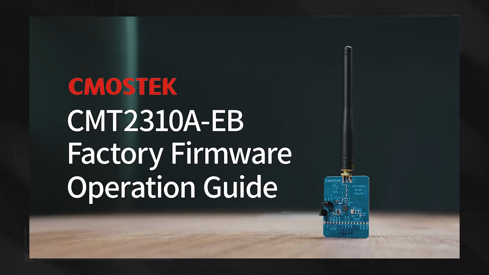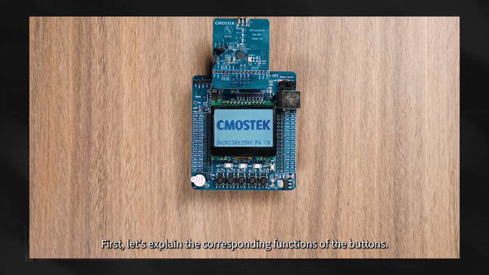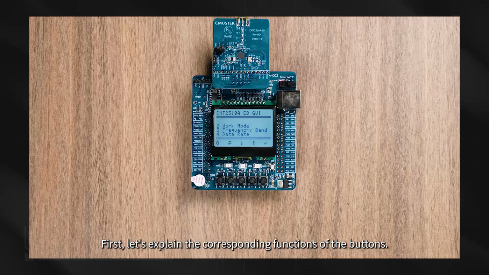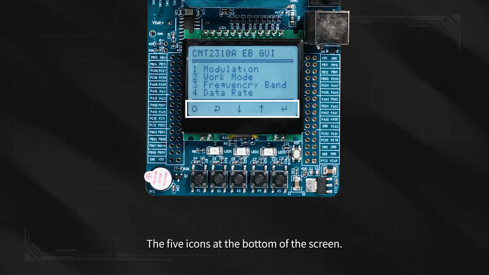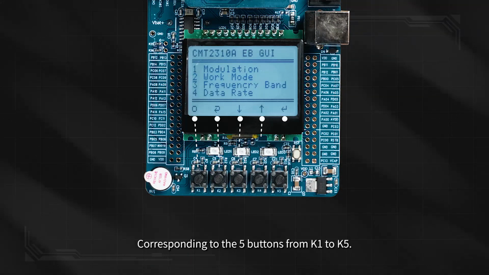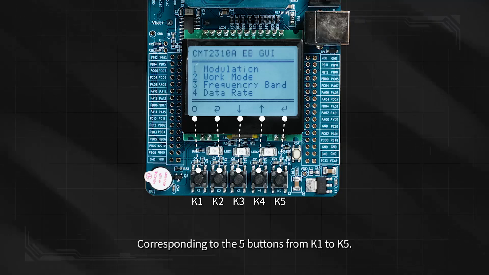CMT2310A EB Factory Firmware Operation Guide. First, let's explain the corresponding functions of the buttons. The 5 icons at the bottom of the screen correspond to the 5 buttons from K1 to K5.